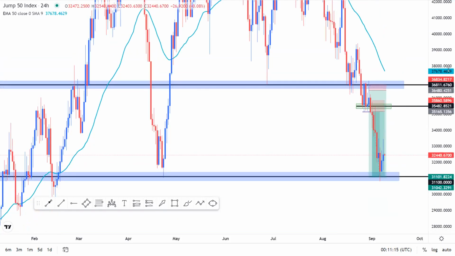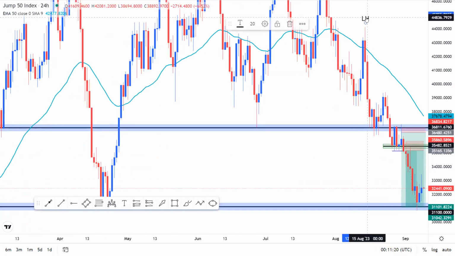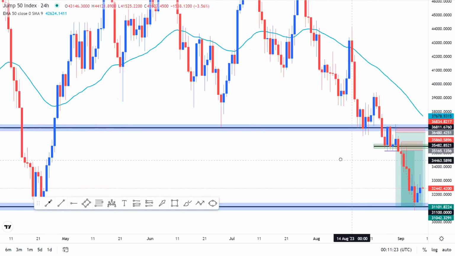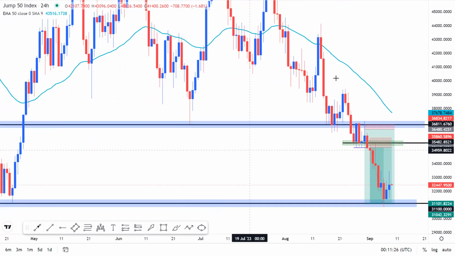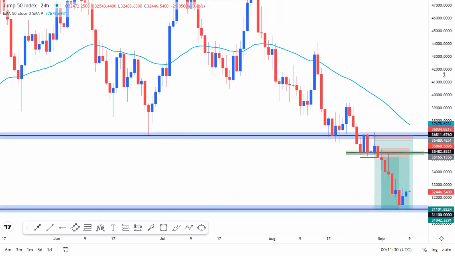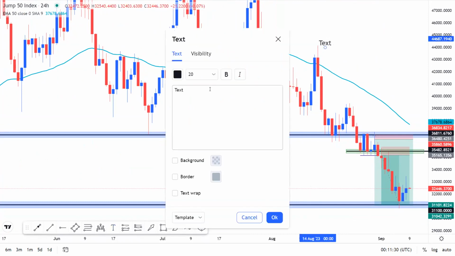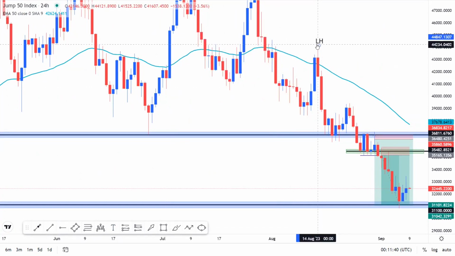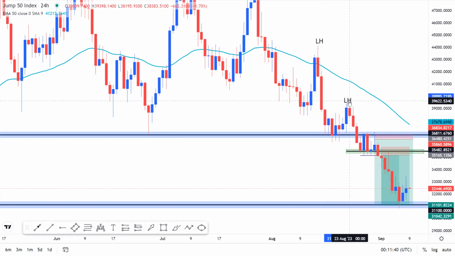Now, the very first thing the strategy entails is to establish the market's direction. Where is the market headed? Clearly from the daily time frame, Jump 50 index right here has been presenting us lower highs and lower lows.